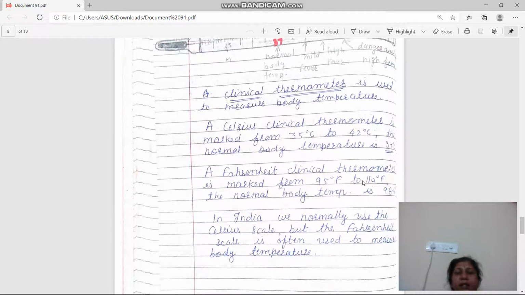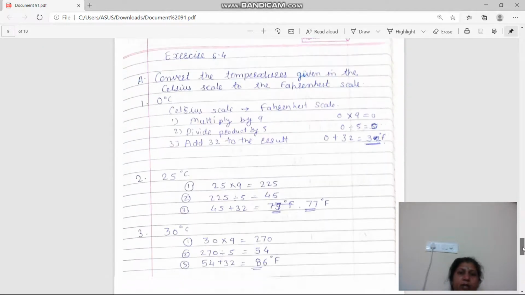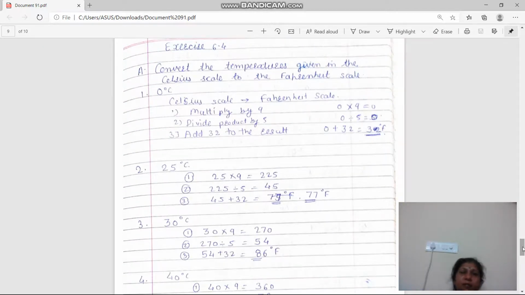A Fahrenheit clinical thermometer is marked from 95 to 110 and the normal body temperature is 98.4 Fahrenheit. अगर सेल्सियस में पूछा तो 37, अगर फ़ारेनहाइट में पूछा तो 98.4. Always remember these things. In India we normally use the Celsius scale, but the Fahrenheit scale is often used to measure the body temperature also. Get it? Now we'll start exercise 6.4.